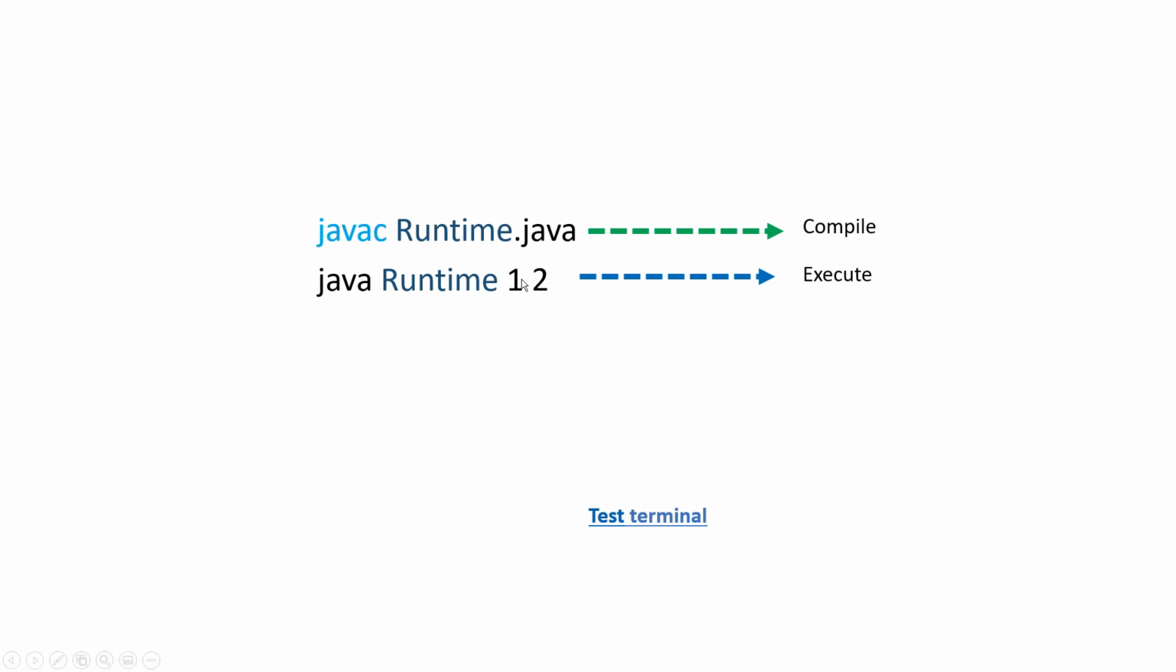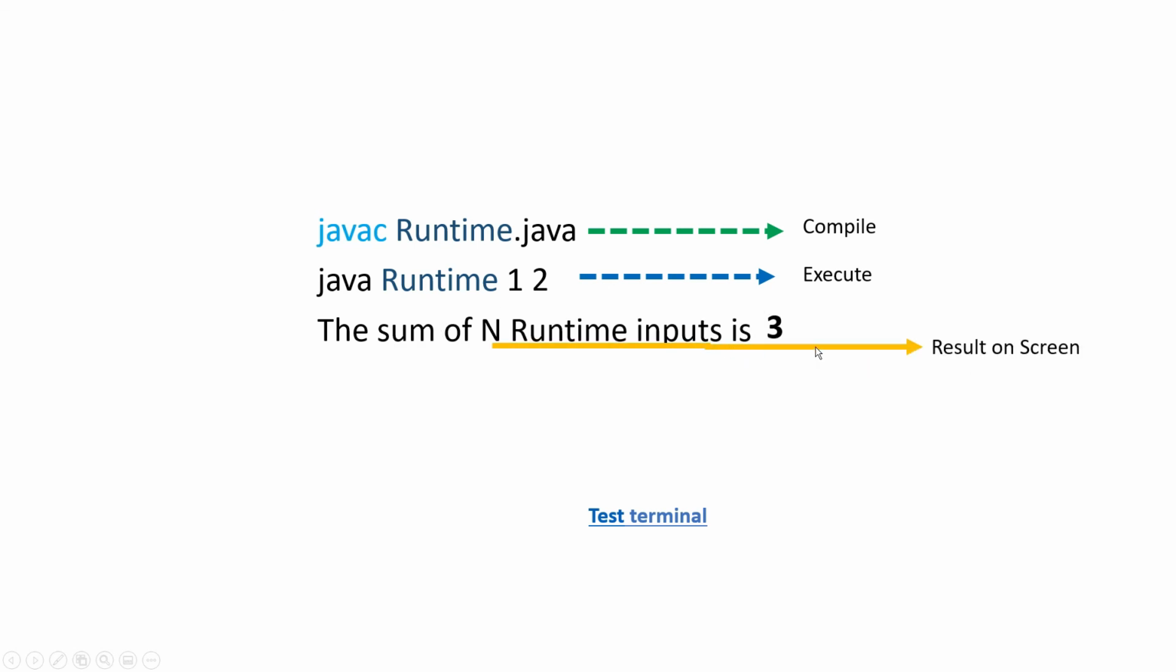For example, I have given one, then between these arguments you have to press a space. So I have just passed two arguments. You can pass three, four, n arguments, and finally you can see the result printed on the screen is 3.